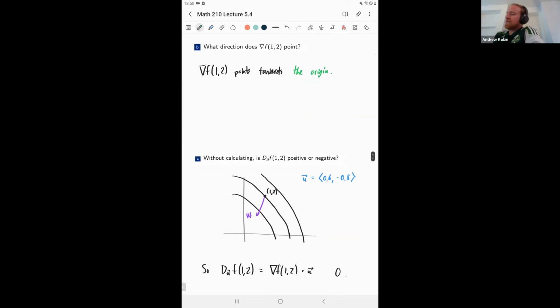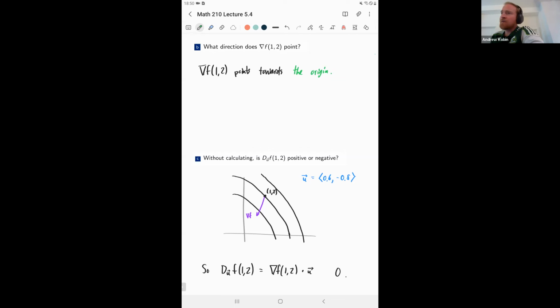Part C of this question is asking, without doing any calculations, can we just use geometry and draw a careful figure, but not calculate anything, to guess if the rate of change along that given vector 0.6, negative 0.8 is positive or negative? Intuitively, this is asking if this directional derivative, or the rate of change of the function as we move along this vector, is positive or negative. Are we walking uphill or downhill if we walk in that direction from the point 1, 2 that we started on the side of the hill?